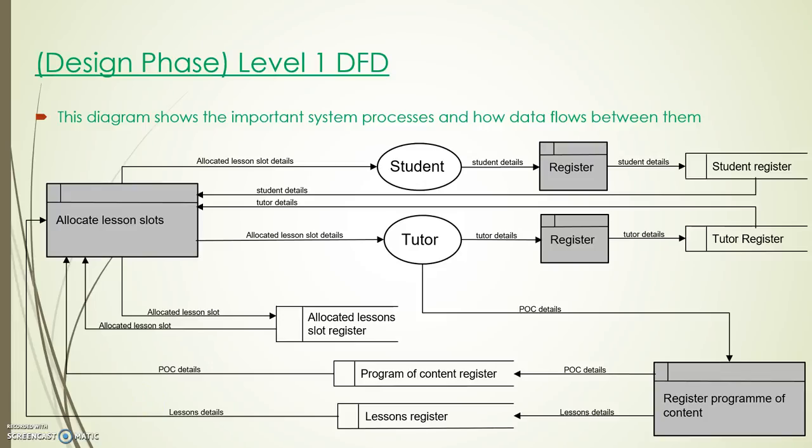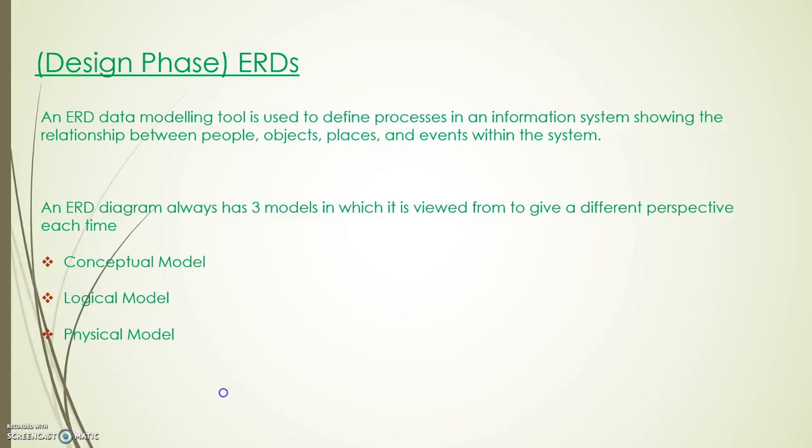Now, this is a more complex diagram. This is a level 1 diagram. The open rectangles represent data storage. The gray boxes, rectangles, represent processes, and the circles represent external entities. The arrows represent the direction in which data flows.